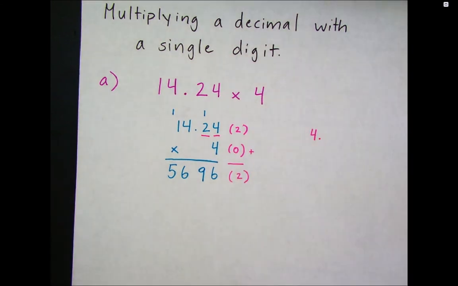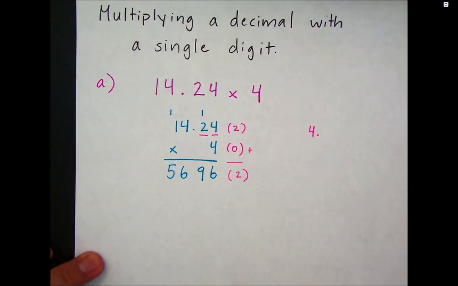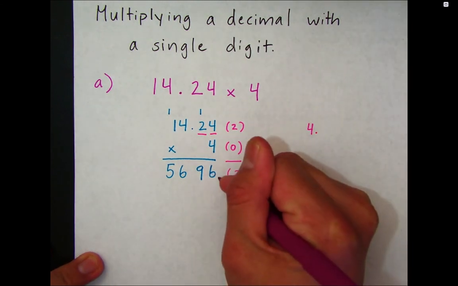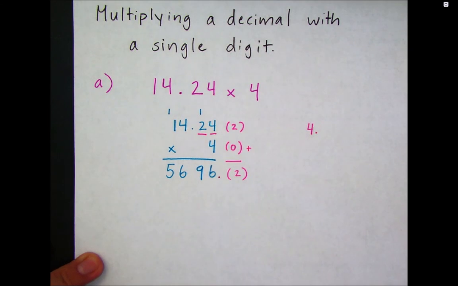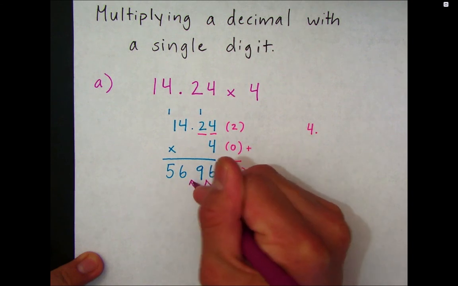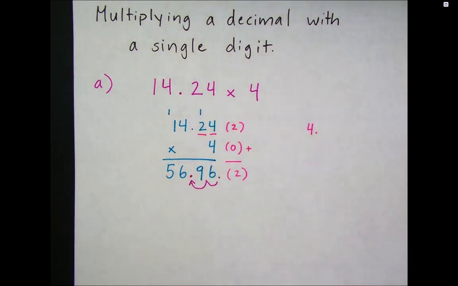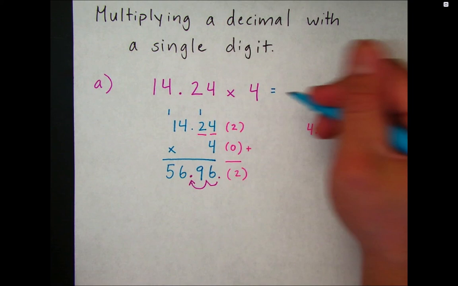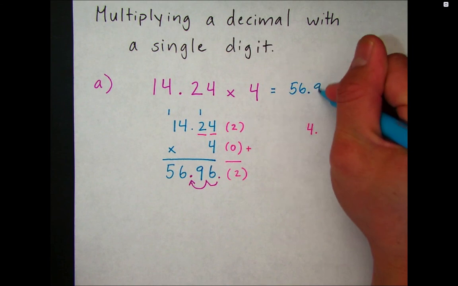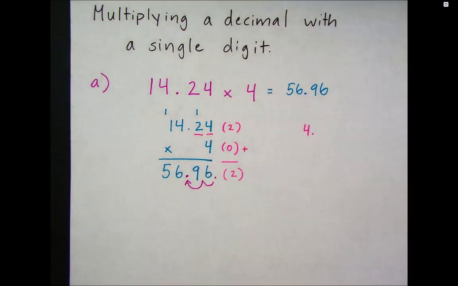Now that I've multiplied my numbers, I need to add in the decimal, based on the number of decimal place values that I have. Again, the decimal in this case is always at the end of the number, and then I will shift my decimal 2 spaces to the left. So 1, 2, and that is where I put my decimal. And again, my final answer for 14.24 times 4 is equal to 56.96.